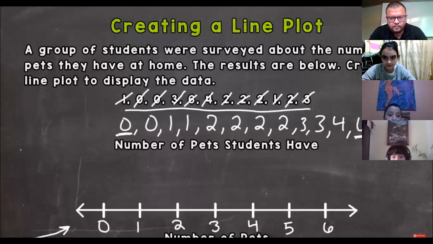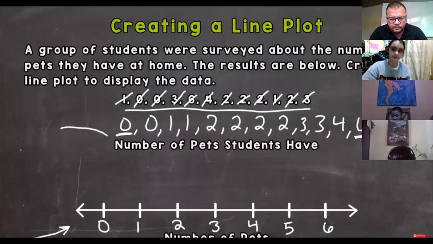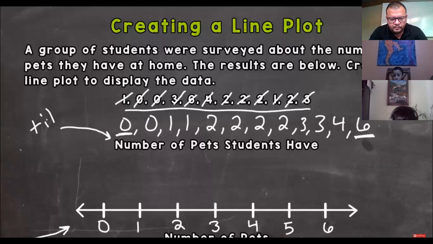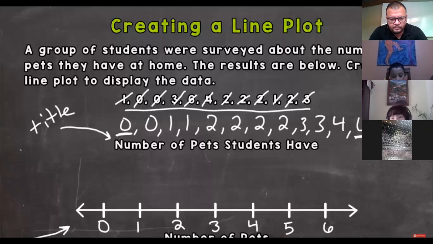We started with 0 because that was the smallest number in value that we have, and we ended with 6 because that was the largest number in value. At the bottom of my line plot, I put number of pets right here. That tells us, or whoever's looking at this line plot, what those numbers mean below. And then I also have a title up top here that tells what the line plot is about, number of pets students have. So again, at the bottom, the label tells me what the numbers mean on my number line, and then up top is the title of my line plot.